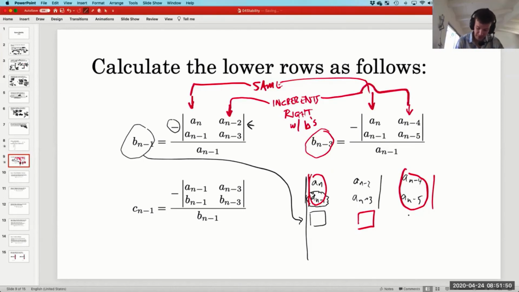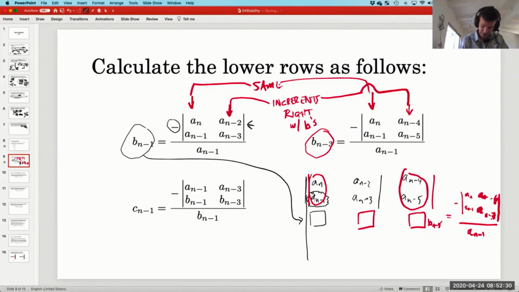Okay, so if you were to calculate this value, then you would take the determinant, so this would be b sub n minus 5. This would be the determinant of a sub n minus 1, and then the next a coefficients, a sub n minus 6, and a sub n minus 7. You would then normalize by that same value, a sub n minus 1. Okay.